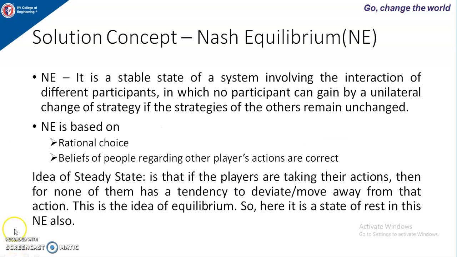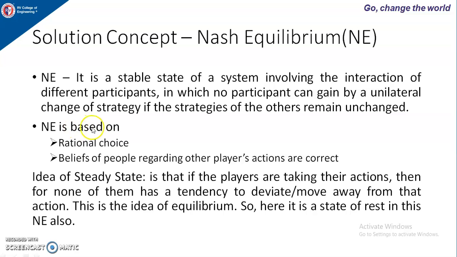Now we'll study what is the solution concept of game theory. It is called Nash Equilibrium. Nash Equilibrium is a stable state of a system involving the interaction of different participants in which no participant can gain by unilateral change of strategy if the strategies of the others remain unchanged.